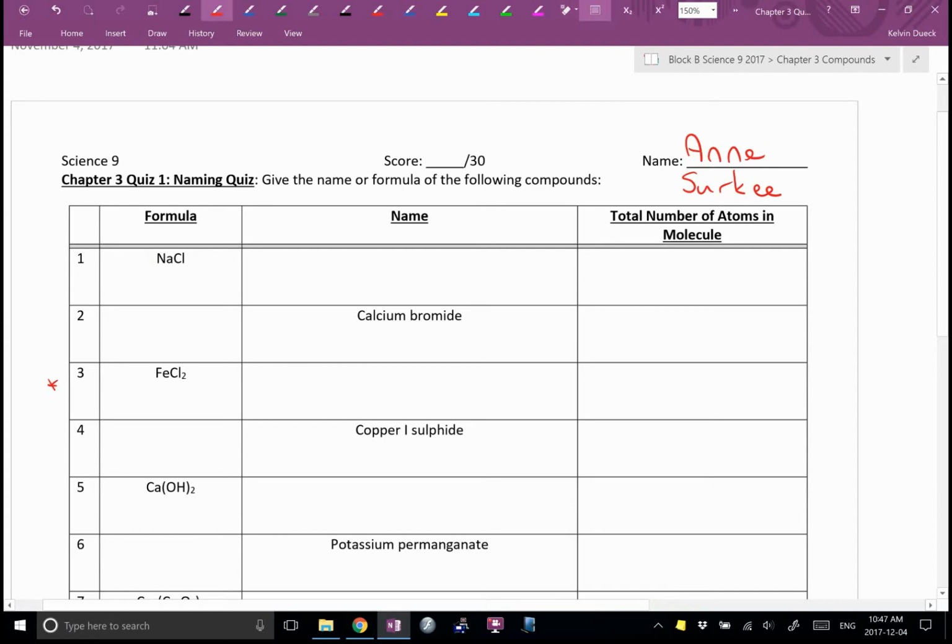Is Na multivalent? No. Then it's just going to be sodium, 1 mark. Chloride, 1 mark. So you'll get 1 mark for that, 1 mark for that. And then how many atoms are there in this molecule? 2. That gets you 1 mark. So that's how each row is going to be out of 3. That's where you're given the formula and being asked to give the name.